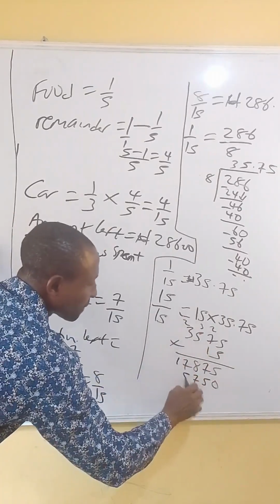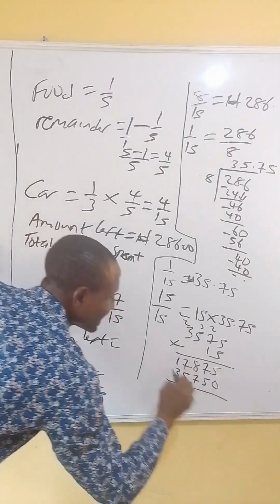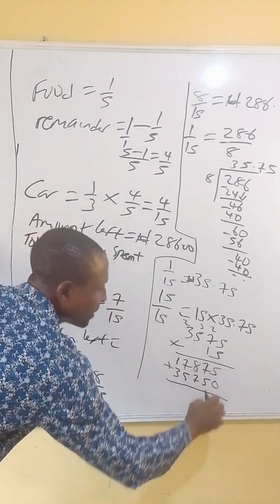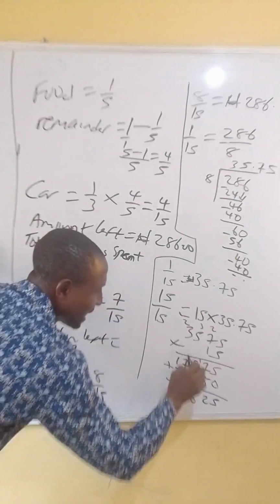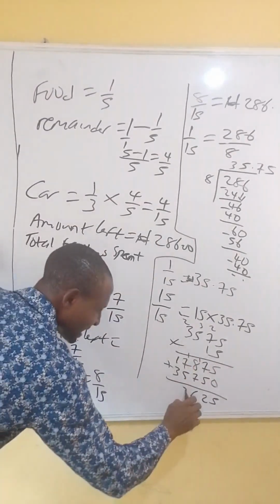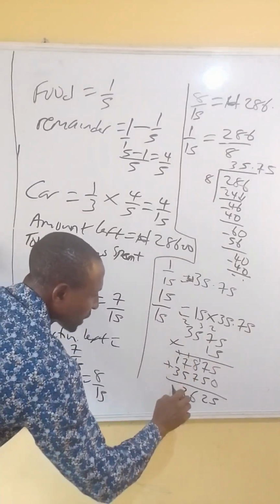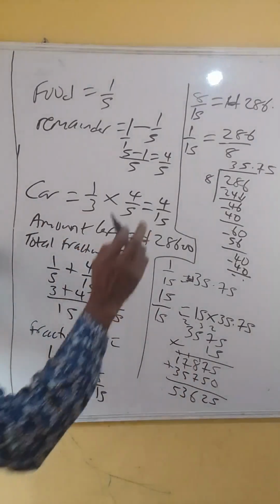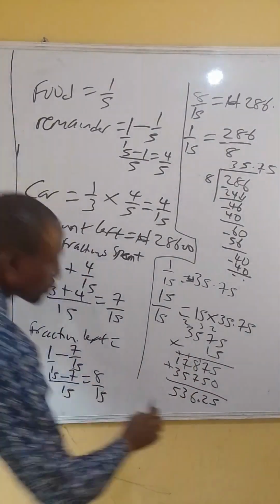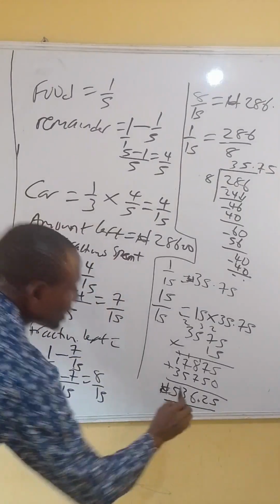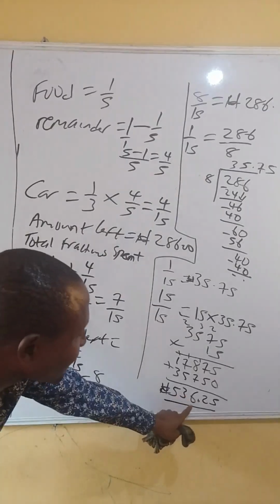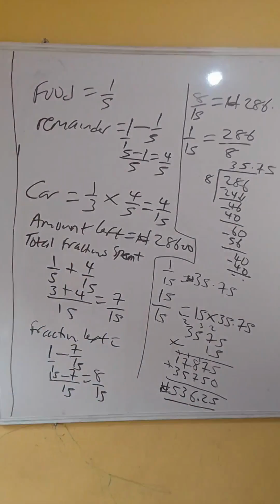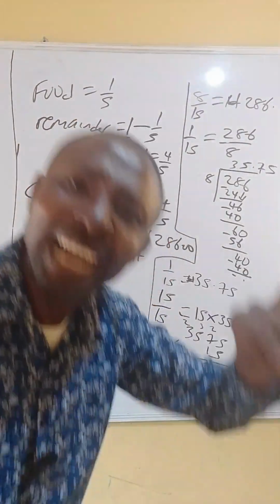This is 7, this is 5, this is 3. Add everything here. This is 5. This is 12. Carry 1. 9, 16. Carry 1. This is 8. 13. Carry 1. This is 5. Now, 2 decimals. This is the point. So this is the amount. The total income was 536 naira 25 kobo. That is the man's total income.